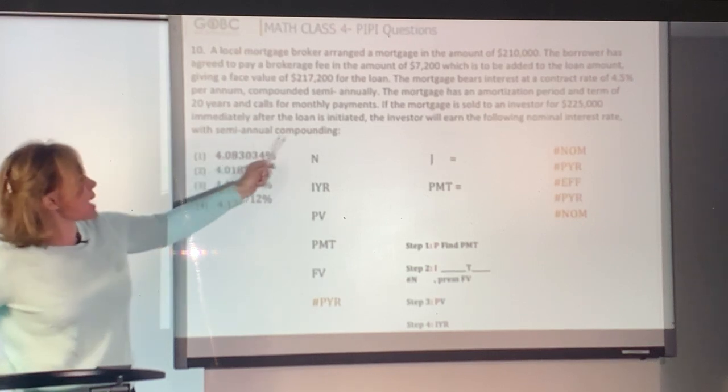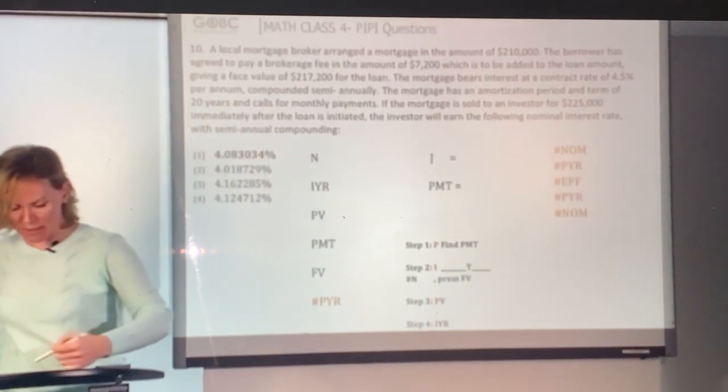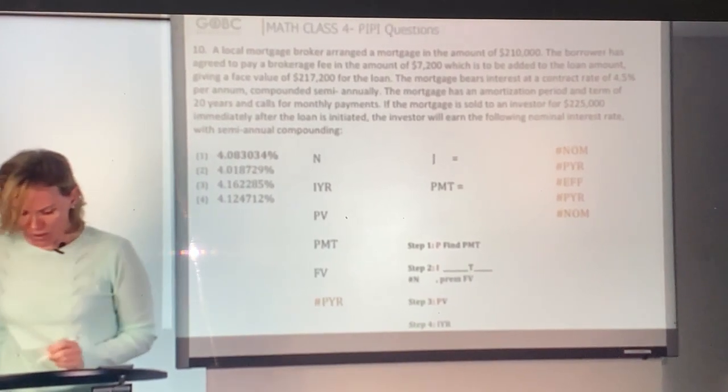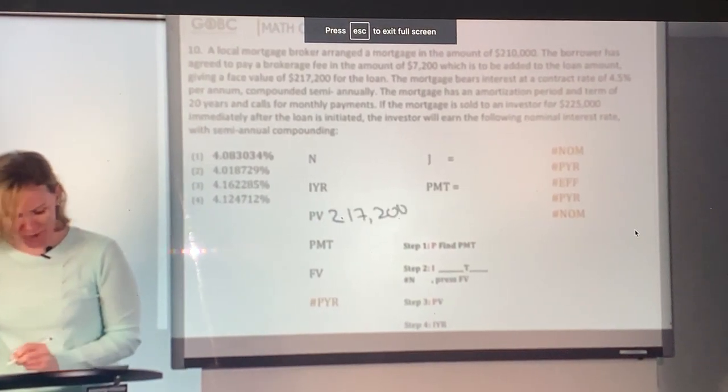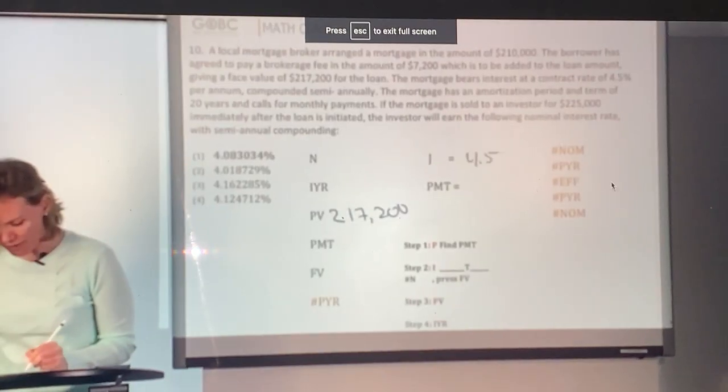And what is the semi-annual compounding for the investor? Hey, same idea, same everything. So what are you going to do? I'll be quietly working here on this question. You can join me, or you can try to do this by yourself. That would be great. So the rate is 4.5 compounded semi-annually.